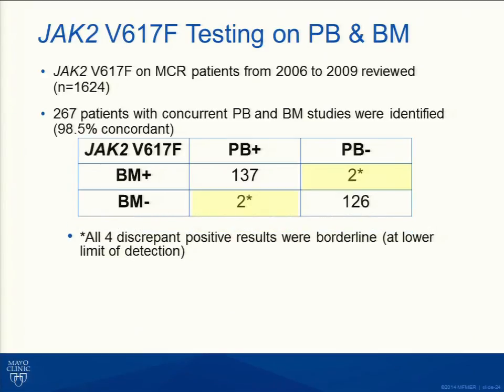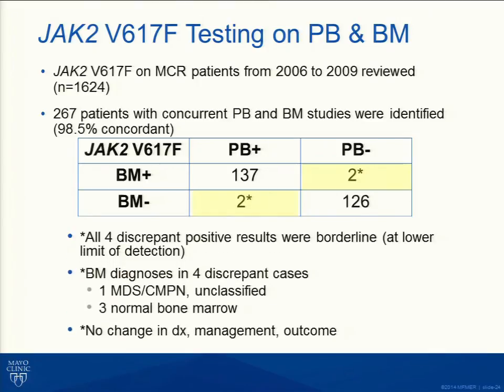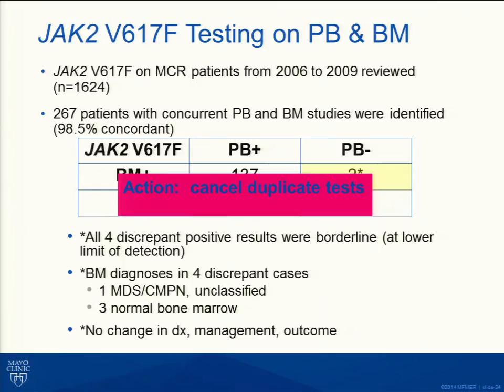When we drill down and look at the value, all the positive results were at the borderline. And when we look at the morphology of the bone marrow, we have one that is MDS/MPN, and the other 3 showed normal morphology. So if we had just ordered one test, we would not have any change in the diagnosis, management, or the outcome of the 4 patients. So the conclusion is to cancel the duplicate test and just do it on one type of specimen.